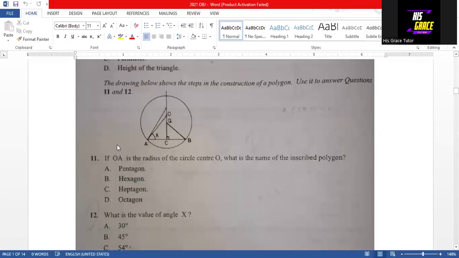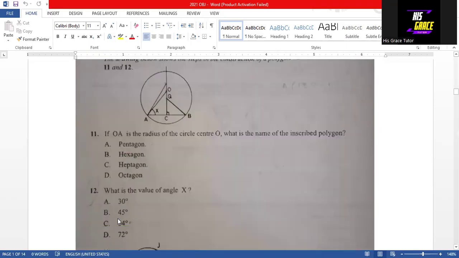Then questions 11 and 12, we have to use this diagram to answer questions 11 and 12. Question 11 says that if OA is the radius of the circle center O, what is the name of the inscribed polygon? So the inscribed polygon will be a pentagon. So the answer is option A for question 11. Question 12 says, what is the value of angle X? Angle X is 54 degrees. So option C is the answer to question 12.